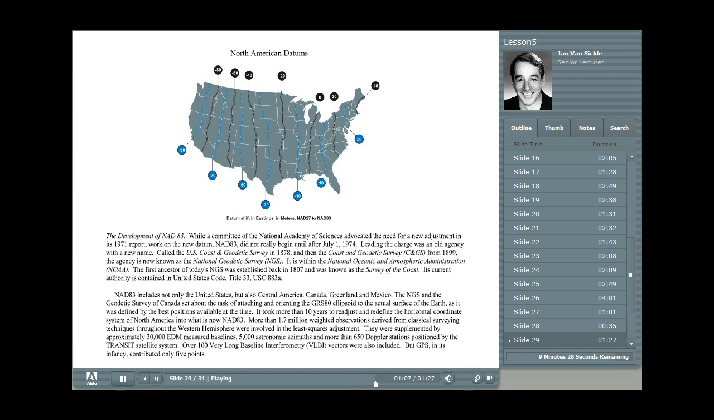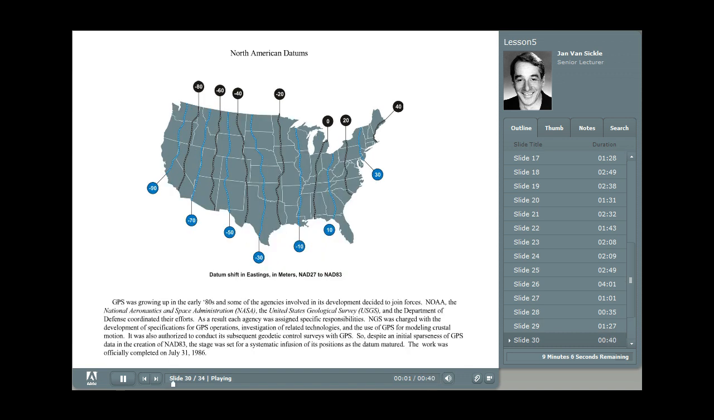It's interesting to note that while the modern technology of the day was used in this substantial work, EDM measurements, astronomic azimuths, Doppler stations using the old transit system, and even some very long baseline interferometry vectors, GPS actually only contributed 5 points to the original incarnation of NAD 83. That situation, of course, changed as time went on.